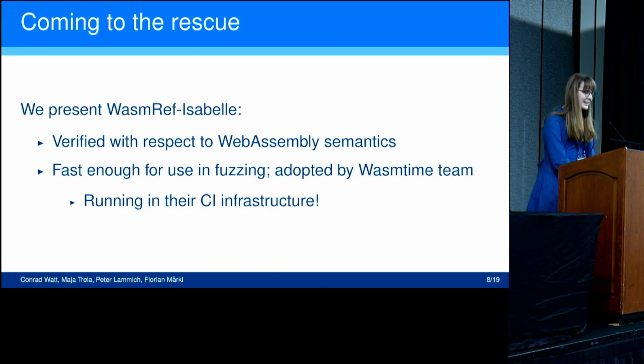So this is where we come to the rescue. We present WasmRef-Isabelle, an interpreter verified with respect to WebAssembly semantics that is fast enough to use as a fuzzing oracle. And because it avoids that aforementioned performance problem, it was adopted in March last year by the Wasmtime team for use in the fuzzing setup in the continuous integration infrastructure, and it's been running there continuously since.